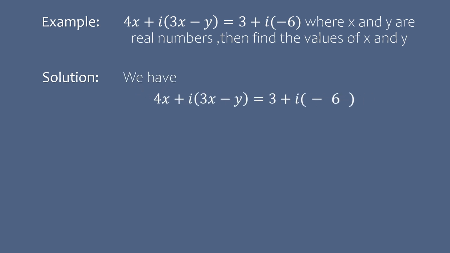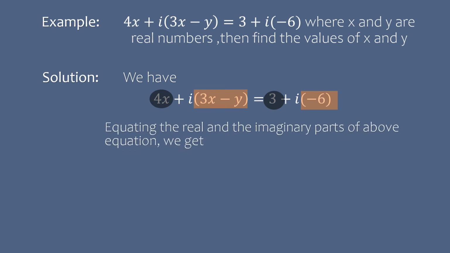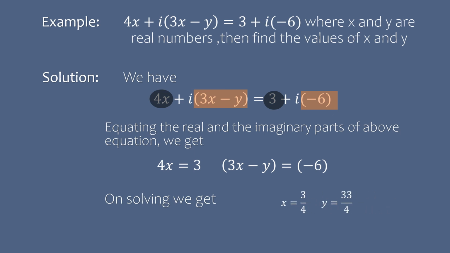We are provided with the equation, and as we know, for the two complex numbers to be equal, 4x must be equal to 3 and 3x minus y must be equal to minus 6. So, equating the real and the imaginary parts of the above equation, we get 4x equals 3, 3x minus y equals minus 6. And on solving, we get x equals 3 by 4 and y equals 33 by 4.